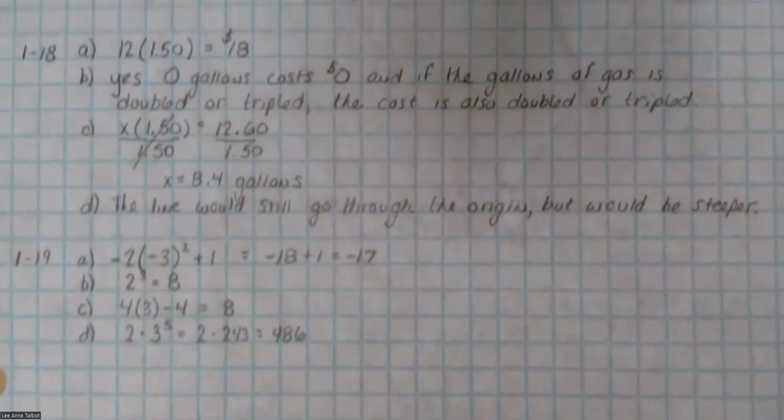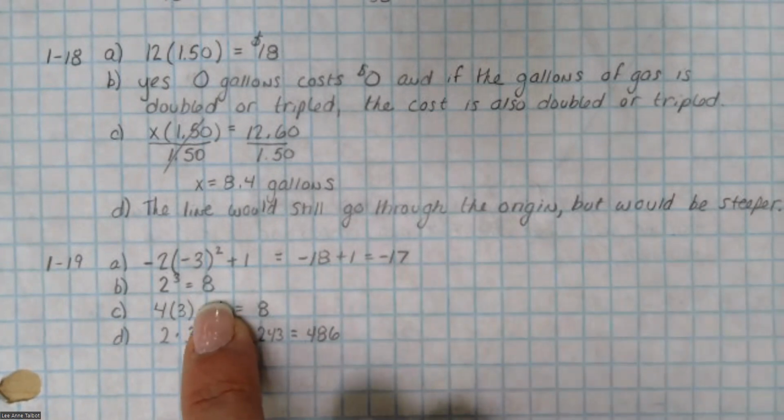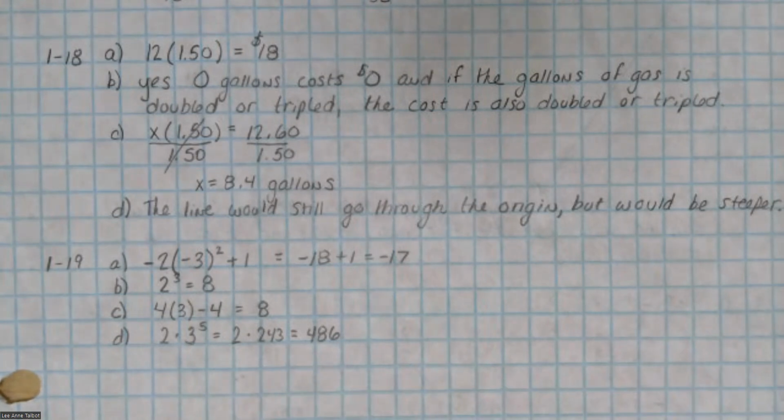Okay, I'm gonna move this real quick. Number 19, I got negative 17, 8, 8, and 486. Any questions about 19? I got negative 17, 8, 8, and 486. Good. All right.